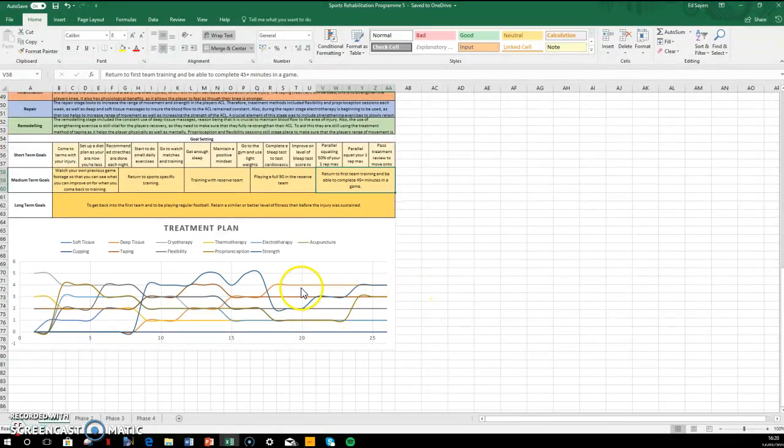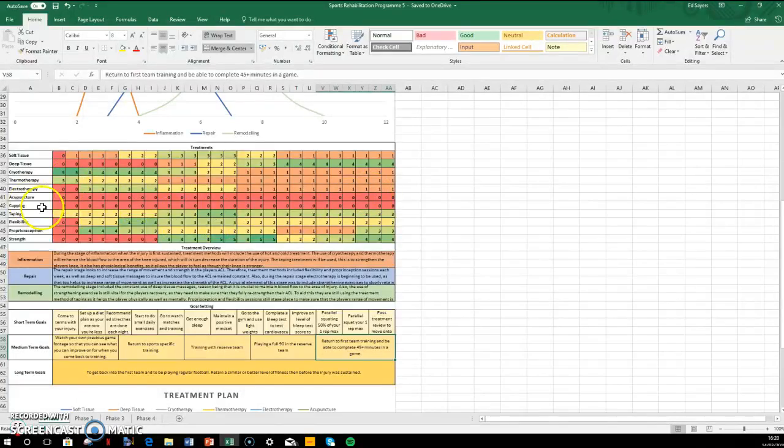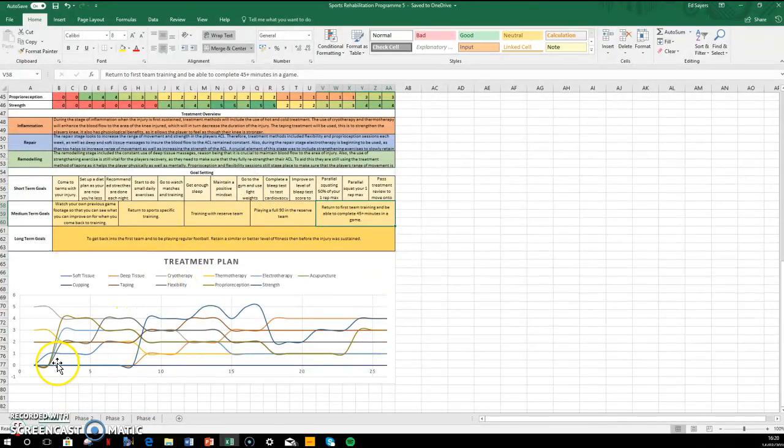So this here is the treatment plan. All of the numbers I've converted into a graph for you to see. I know it looks like a bunch of squiggly lines, but that is a graph to show the duration and how they're all incorporated into that.